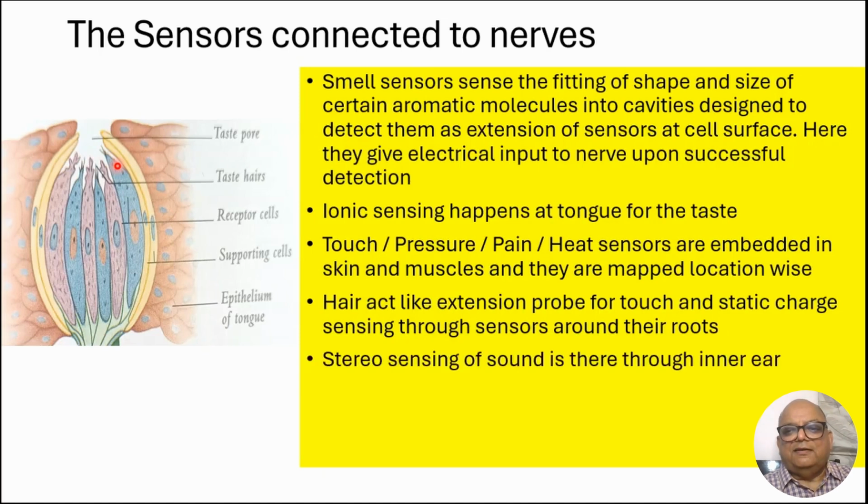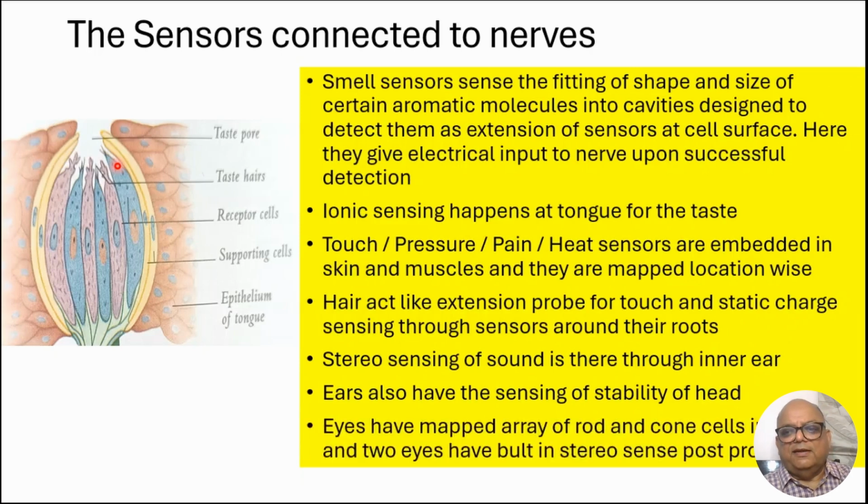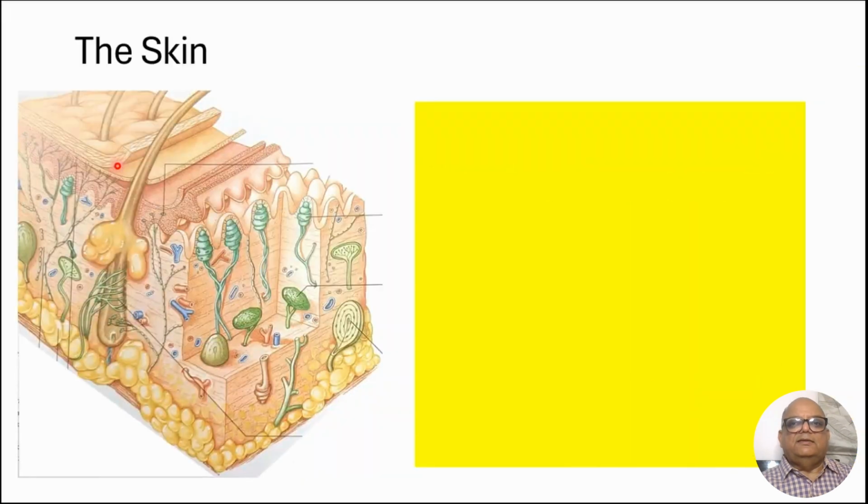Sound sensing is done by the inner ear, of course, and there is a stereo sense which is associated with post-processing of the two signals of the left and right ear, to incorporate the element of depth. Also, ears have those three horns which sense the stability of the head, the gyro stability of the head, so to say. And eyes have a mapped array of rod and cone cells in the retina, and they also have stereo sense through post-processing, and they have tracking and focusing functions to aid it further.